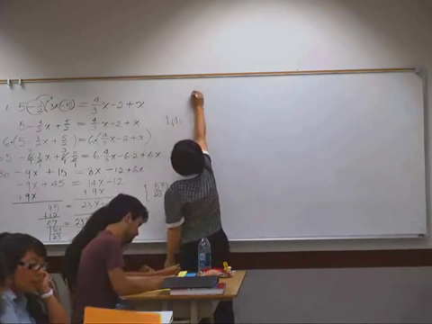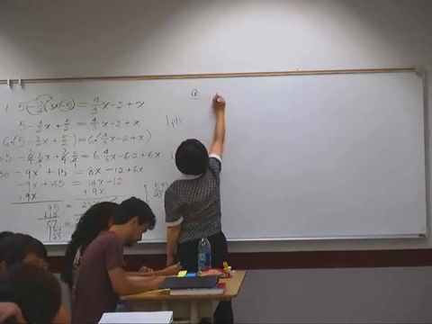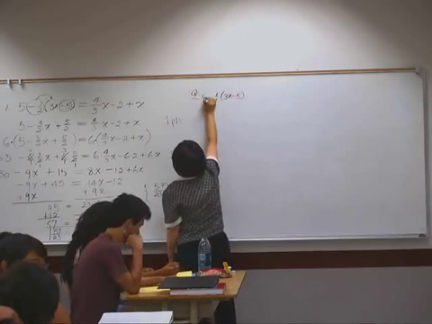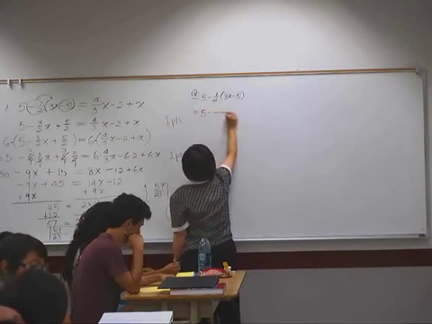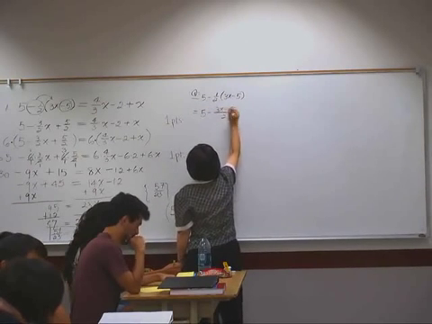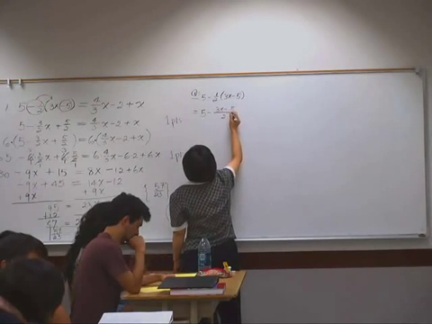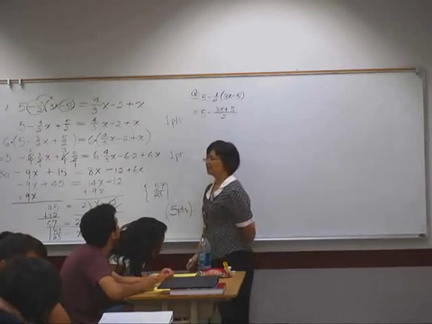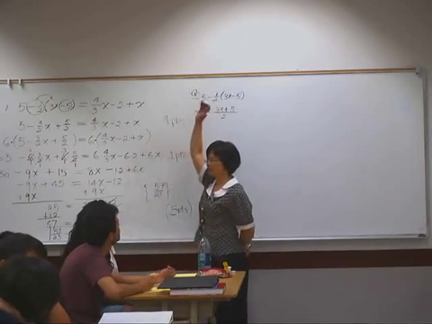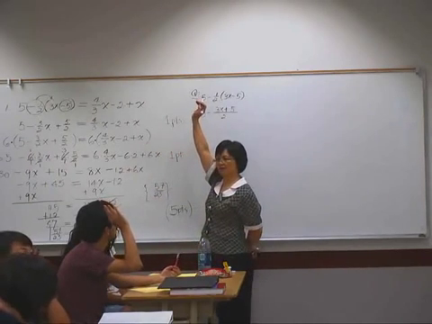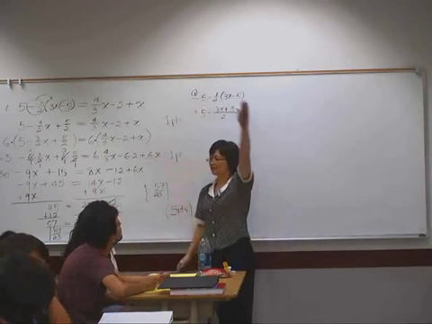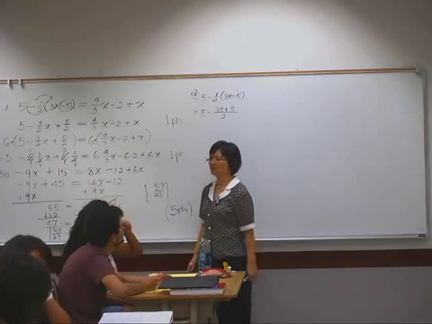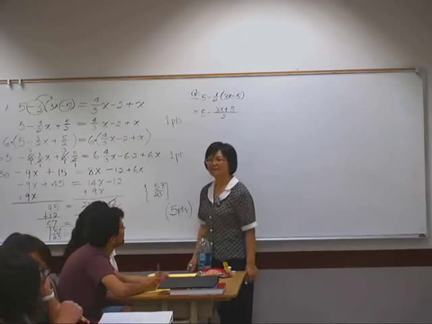I have a question here. Is this correct? Is this correct? Yes or no? How many say yes? Raise your hand. 1, 2, 3, 4, 5. How many say no? Raise your hand. 1, 2, 3, 4, 5. Also 5. How about the rest? 5 to 5.